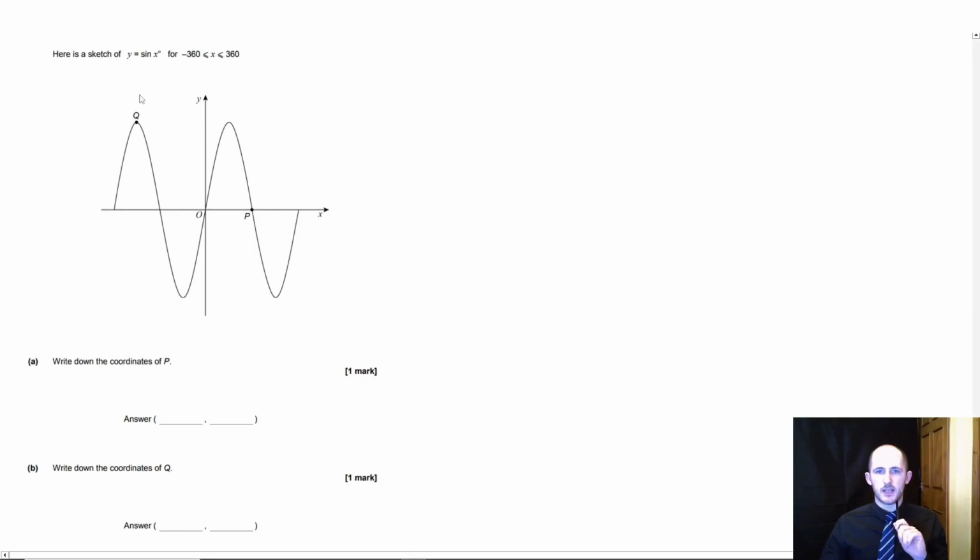Okay, so we have a sketch of y equals sine x, and we get given 2 coordinates, P and Q. We need to write down the coordinates of P. The reason why I thought this might be quite useful is some students panicked on this question and got it wrong. So, might be an interesting thing to go through. This relies on you knowing the sine graph.